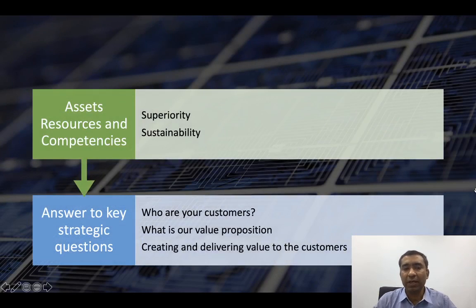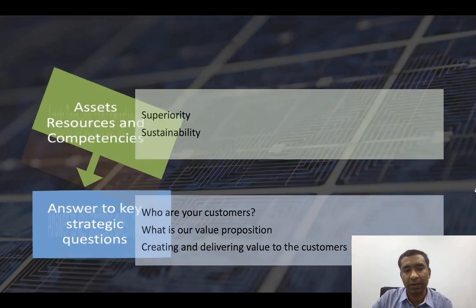Now we are clear about these 2 points. If I remind you, first is assets and resource competencies, where I talked about superiority and sustainability. The second one is the answer to the key strategic questions, which are who are our customers, what is our value proposition, and how we can create and deliver these values to our customers. I hope these 2 points are very clear.